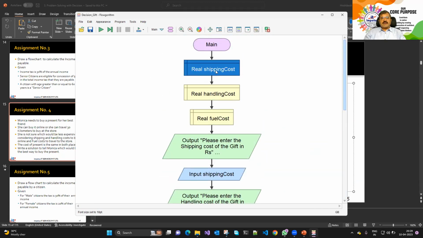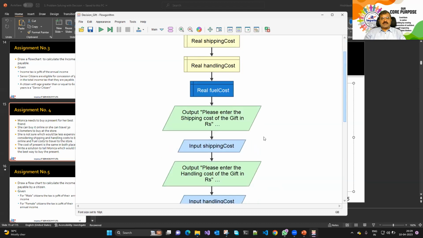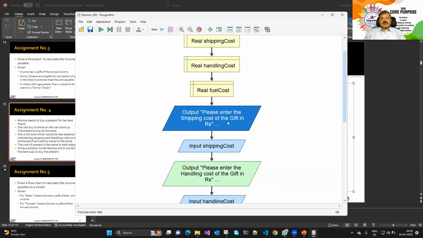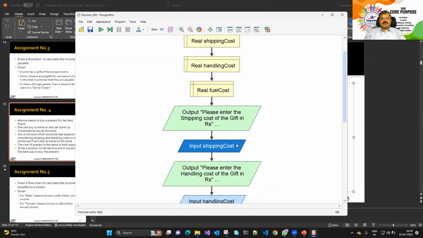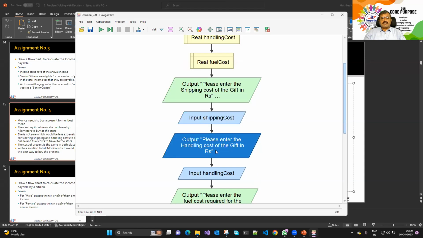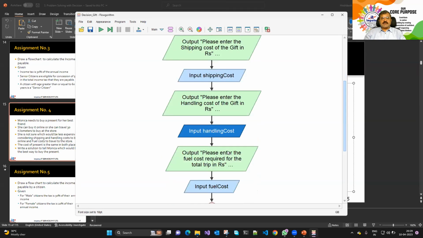Variable name perfect, and the shipping cost, handling cost, fuel cost. That's okay. Please enter the shipping cost of the gift in rupees. Very good. Shipping cost has been accepted. Please enter the handling cost of the gift in rupees. That has been accepted. Please enter the fuel cost required for the trip in rupees. Now that could be okay.